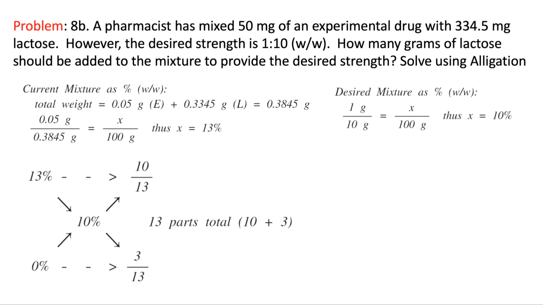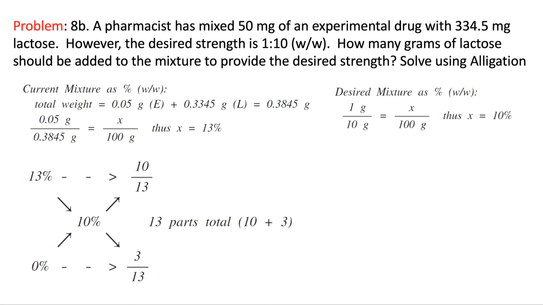And I'll remind you, we put your high strength on top, which was 13%. Directly below it and down a ways, we put the low strength. And remember, we're adding lactose. We're diluting it. Lactose has a 0 concentration. There is no drug in our lactose. So our high strength is 13%. Our low strength lactose is 0%. And what we're going to put in the middle and slightly to the right is our target concentration, which was 10%.